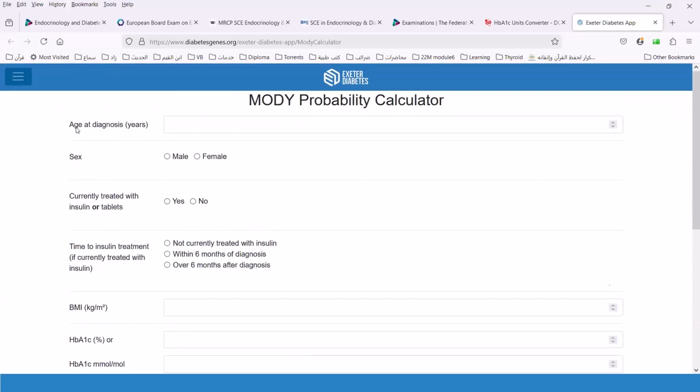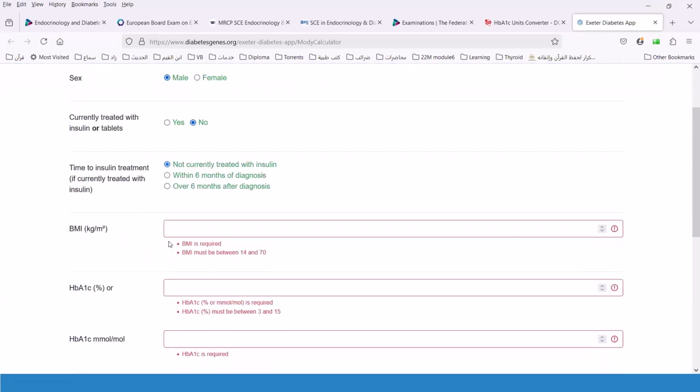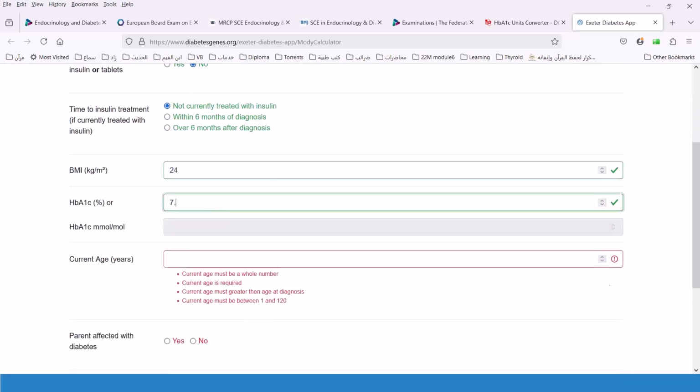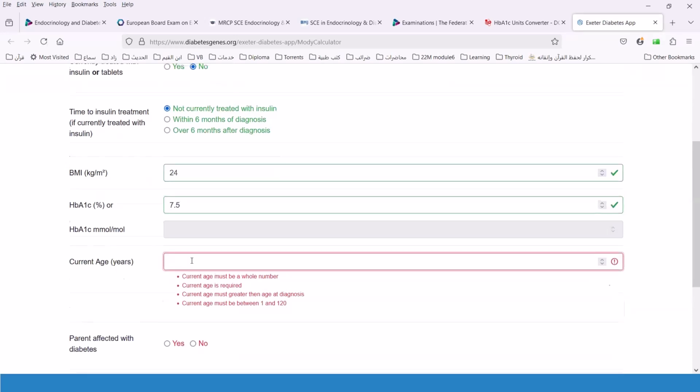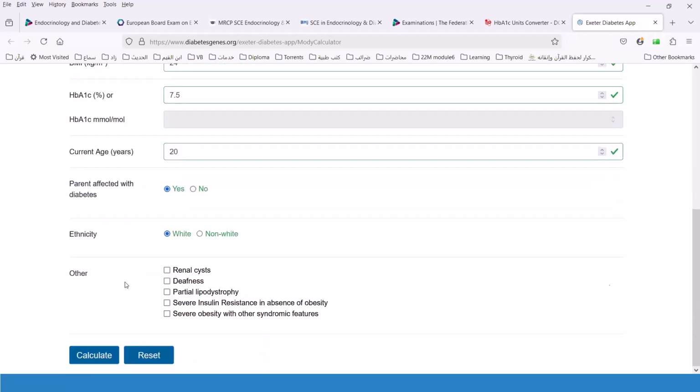For example, a patient with age at diagnosis of 16 years, male, currently treated with tablet, no insulin, no treatment. Time to insulin treatment: not currently treated with insulin therapy. Body mass index 24, for example. Hemoglobin A1C 7.5. Current age 20, for example. Parent affected with diabetes: yes. I will choose an ethnicity option like this.